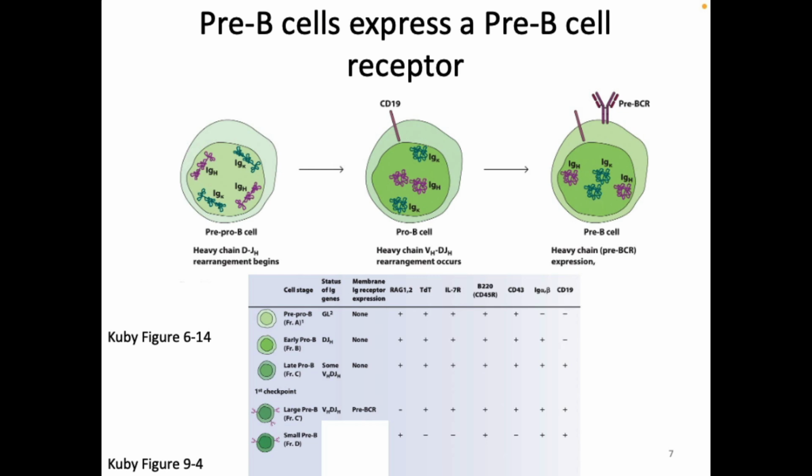Because the idea with the pre-B cell and the pre-B cell receptor is that basically we made this heavy chain as a pro-B cell. Now we put it on the cell surface and we're trying to test it to see if it worked. And so we're ideally hoping to get a signal through this receptor.